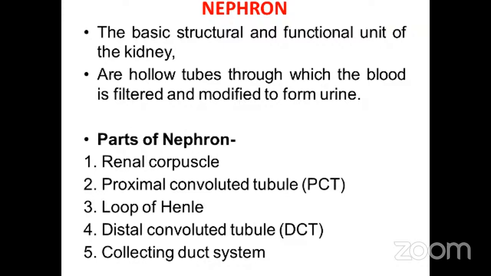So filtration occurs in these tubules. There are parts of the nephron. One is the renal corpuscle. Second is the proximal convoluted tubule. Third is the loop of Henle. Next, the distal convoluted tubule. And last is the collecting duct. We will see the parts of the nephron one by one.